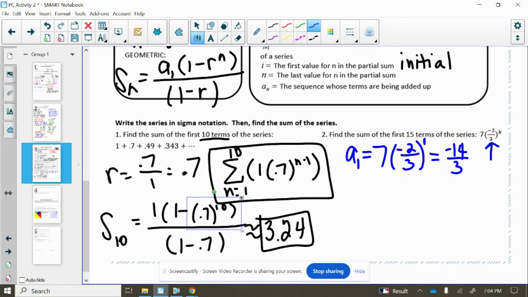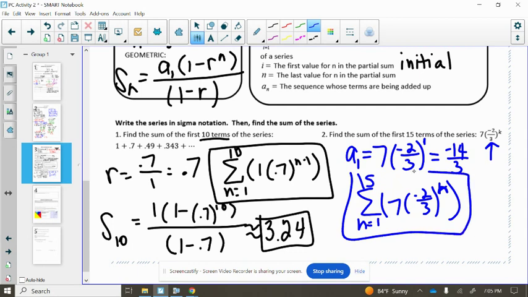So this time we have the r value, but we're looking for that first term by plugging it into the rule. If we're adding up the first 15 terms this time, we start at term 1 and end at term 15. Again, they're giving us the rule this time that we can plug in, which is 7 times negative 2 thirds to the n power. You could have also done the first term times the r value to the n minus 1 power. Either way works.